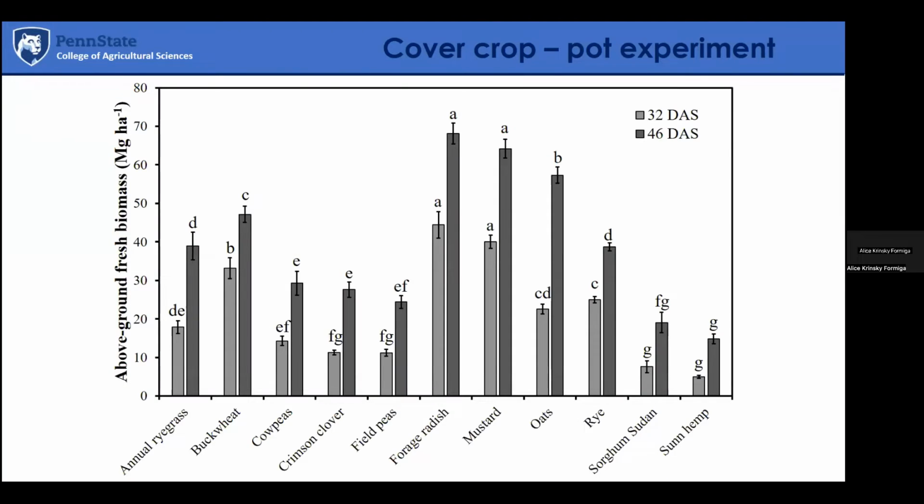And here, what we did was to determine the cover crop plant biomass. We determined the above ground biomass at 32 and 46 days to see what we can generate in terms of fresh biomass within this time period. And of course, what you can see here is that at 46 days, the biomass was substantially higher compared to 32 days. And there is pretty good variability between the different species that we tested, and some of them had more biomass than others.